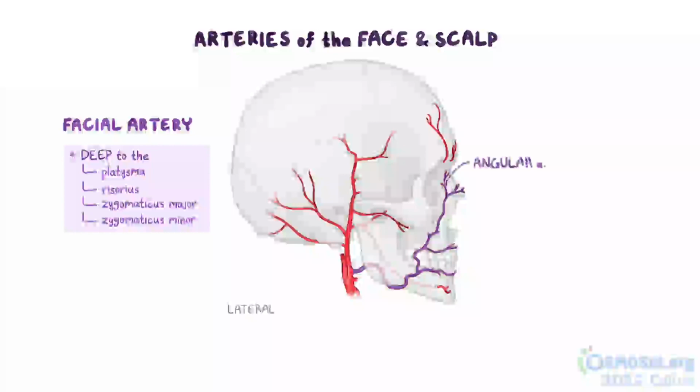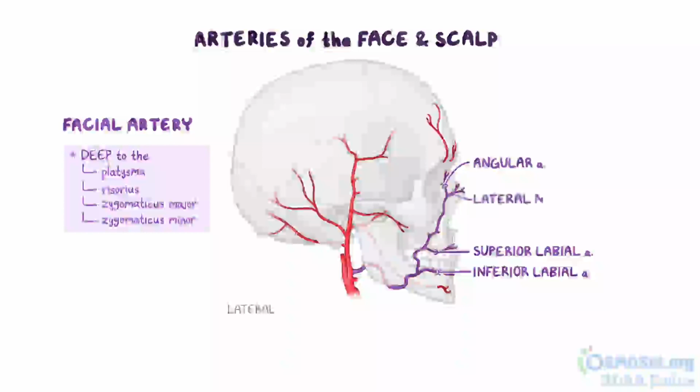Along its path, the facial artery gives branches to the upper and the lower lips, called the superior and the inferior labial arteries. These branches travel superior and inferior to the mouth, and anastomose at the midline with the same arteries on the other side of the face. At the nose, the facial artery also gives rise to the lateral nasal artery, which supplies the lateral surface of the nose.